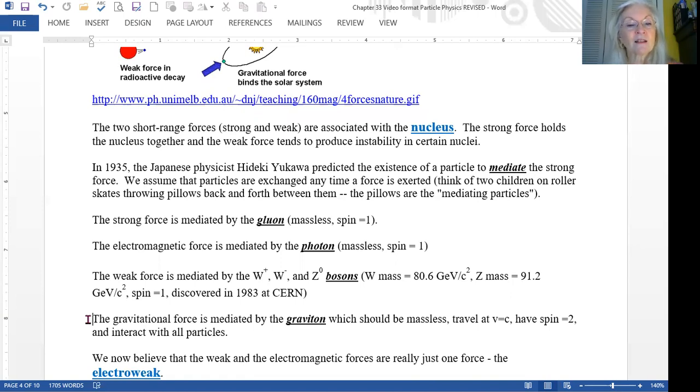You'll notice when we talk about the graviton, we say "should," because we actually have not discovered it; we don't have physical evidence that a graviton exists. People periodically look for it, and so far they have not been successful. We know gravity is real. We know if you let something go, it falls. But we don't have experimental evidence for the mediating particle, the field particle, the graviton.